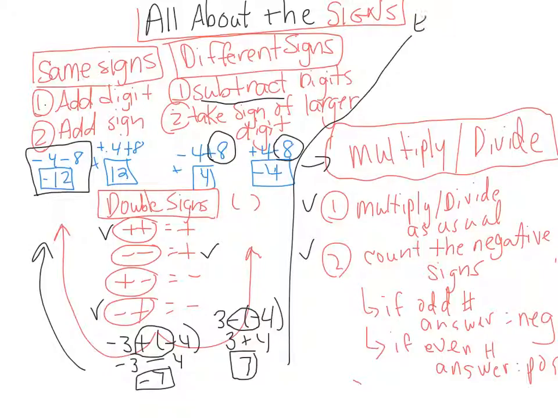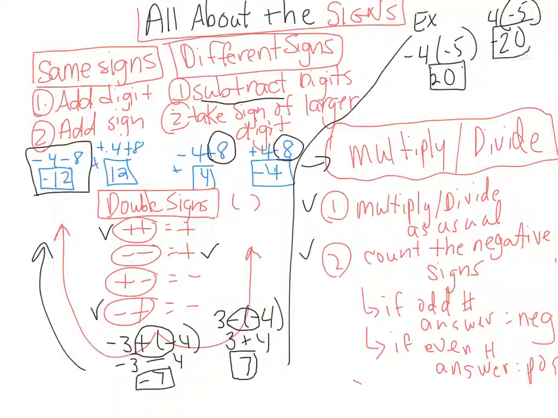Examples, I'm going to put them up on top. -4 times -5. We're going to multiply the 4 times 5 and we get 20. There are 2 negatives, that's an even number, so the answer is positive. And if I go, let's say 4 times negative 5, you still multiply 4 times 5 and you get 20, but there's only one negative, so the answer is negative.